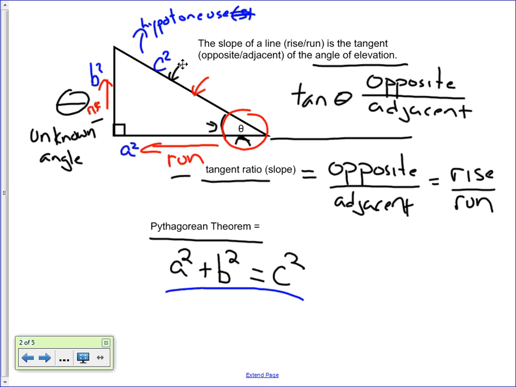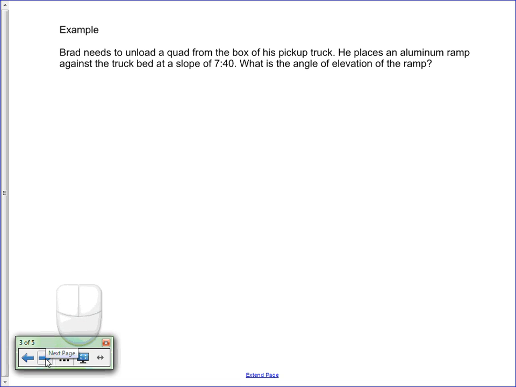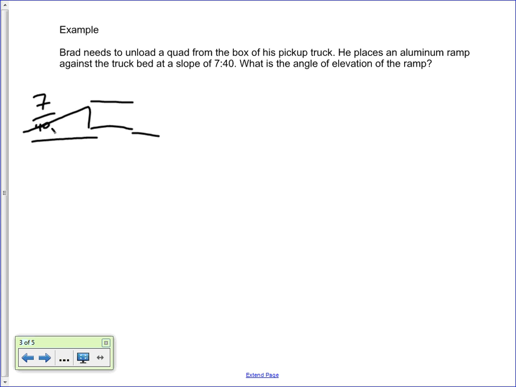Okay, so now we're going to deal with some examples where we can apply some of these principles. For the first example, again, it's right out of our book. Brad needs to unload a quad, and places an aluminum ramp against a truck bed. We can imagine this being our truck bed, and our ramp being right there. The ramp has a slope of 7 to 40. Now remember what that means. That means that it's 7 over 40 in terms of its slope, because a ratio is really just a fraction. And the question is, what is the angle of elevation? So we want to calculate that angle right there.